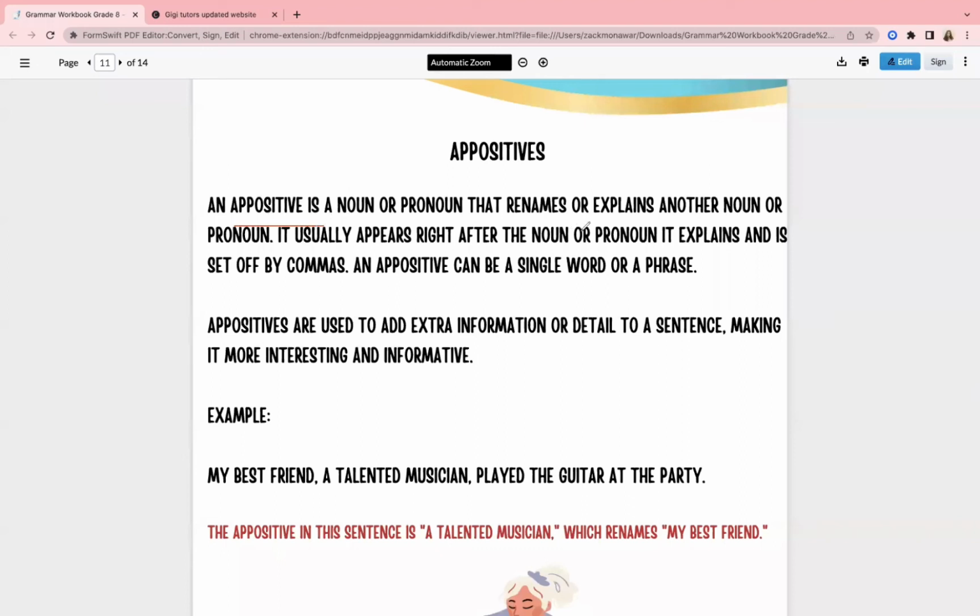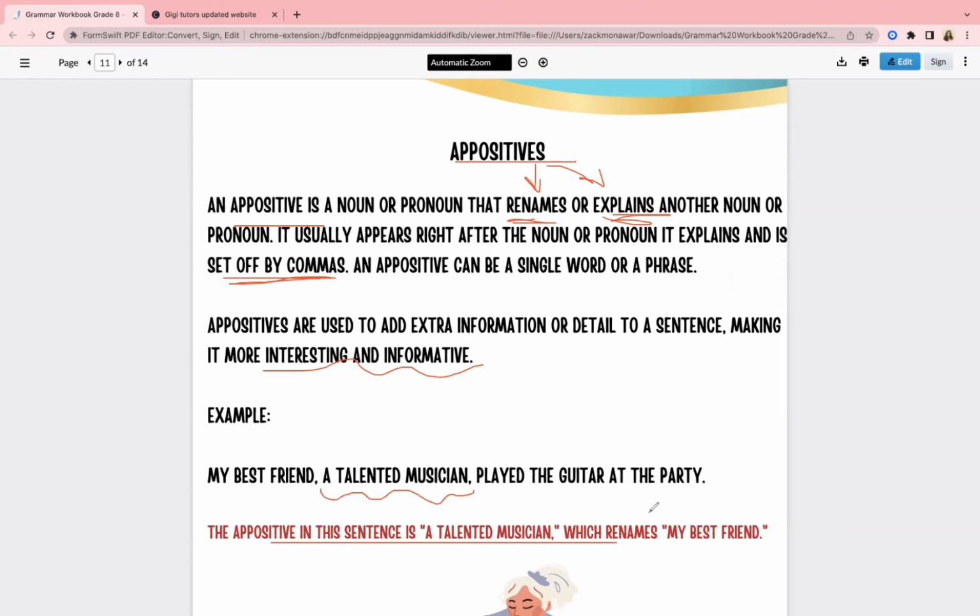We have 2 more, and our second to last is going over appositives. Now, an appositive is a noun or pronoun that renames or explains. I want you to remember it. An appositive renames and explains another noun or pronoun, and it usually appears right after that noun or pronoun and is set off by commas. So it makes it more interesting and informative.